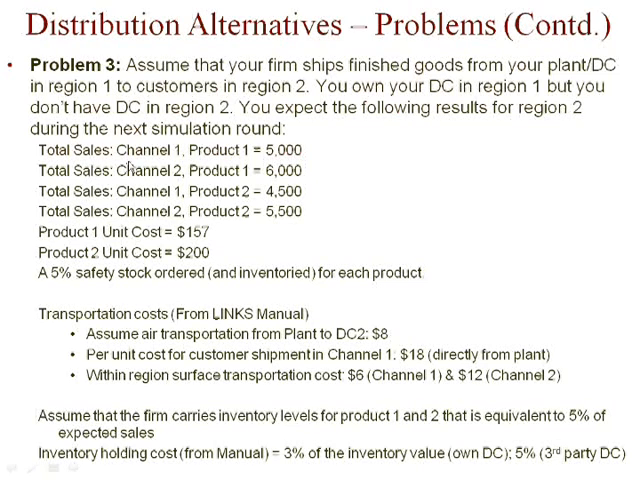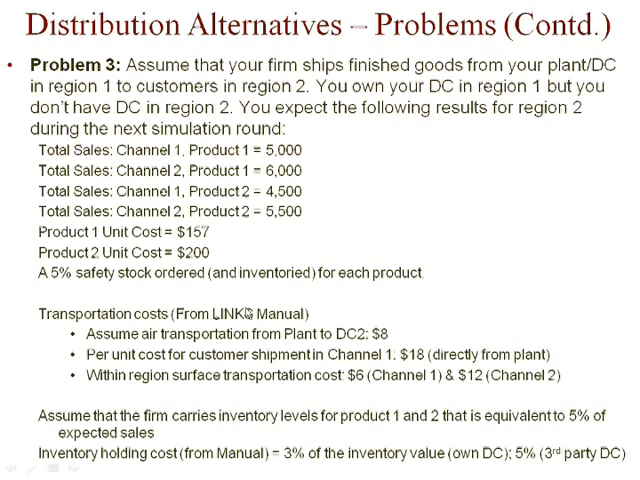You would expect total sales in channel 1 for product 1 to be 5,000 units. Total sales in channel 2 for product 1 to be 6,000 units. Total sales in channel 1 for product 2 as 4,500, and total sales in channel 2 for product 2 as 5,500. Product 1 costs you $157 and product 2 unit cost is $200. A 5% safety stock is inventoried for each product. That's the policy that this company has established for themselves.